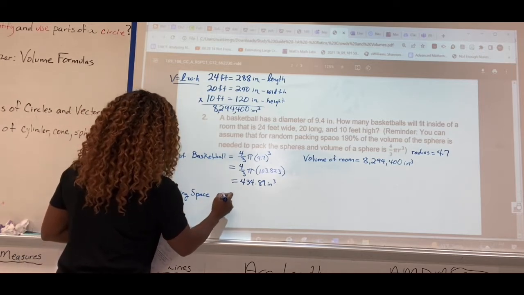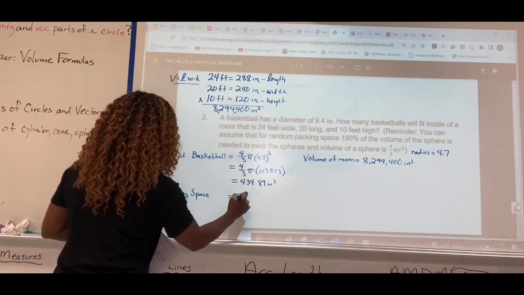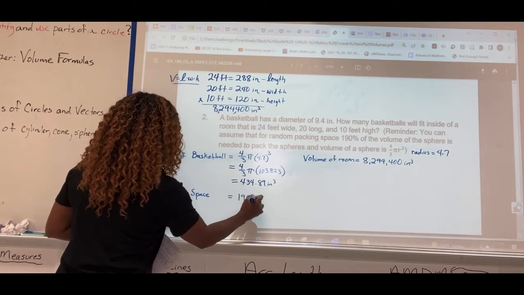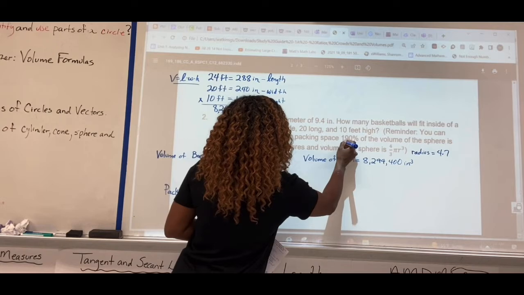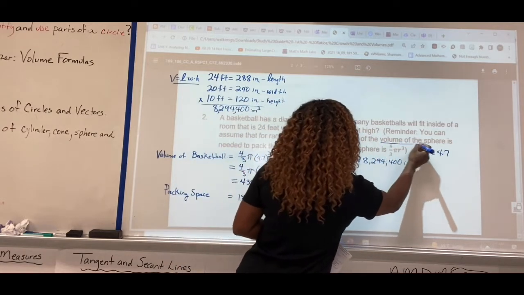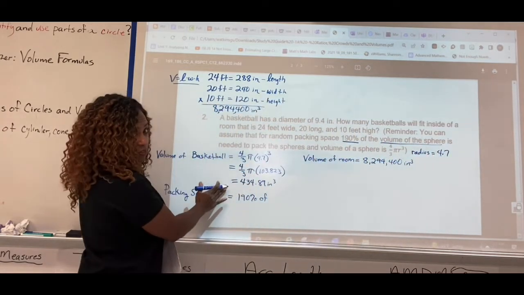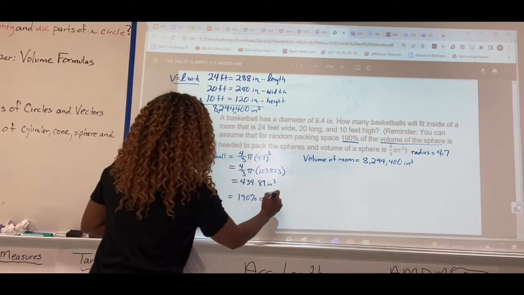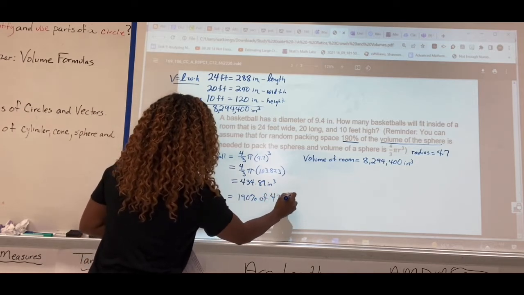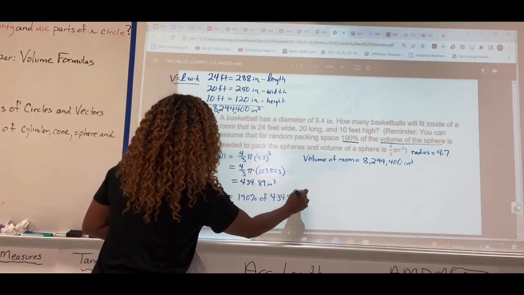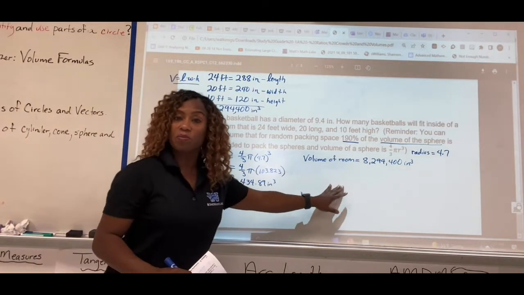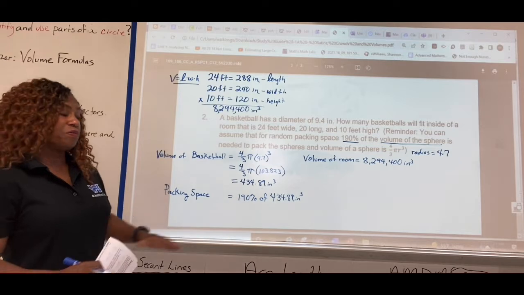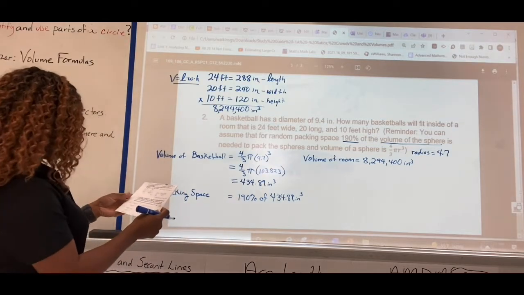So the packing space is equal to 190% of the sphere. So it's this percent of the volume of the sphere. Now what's the volume of the sphere? Right here, 434.89 cubic inches. Notice I didn't apply the 190% to the volume of the room. It's of the sphere, of the ball. And I've already calculated that.